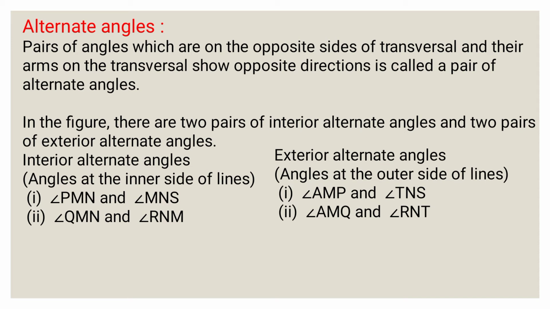In the exterior alternate angles, the angles are at the outer sides of the lines. First is angle AMP and angle TNS. Second is angle AMQ and angle RNT.